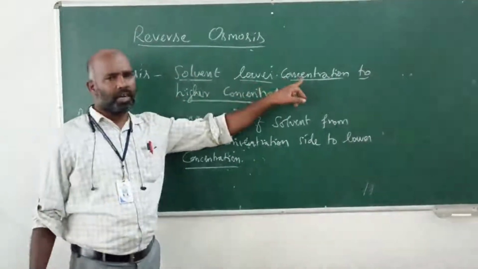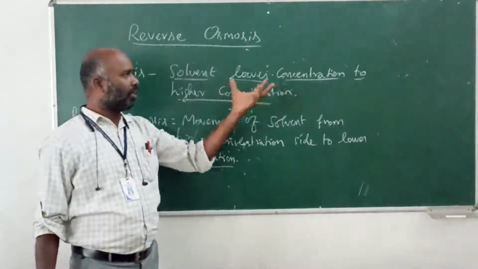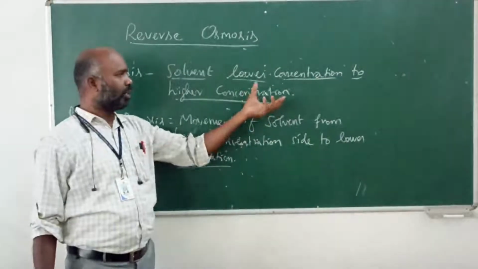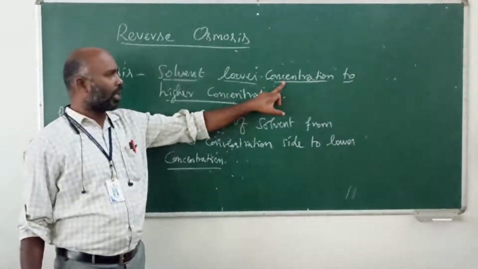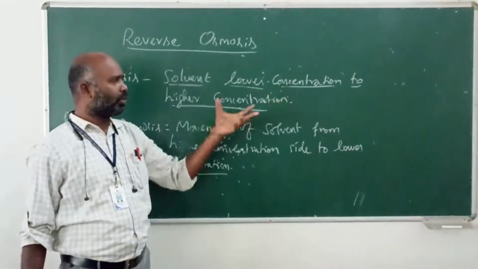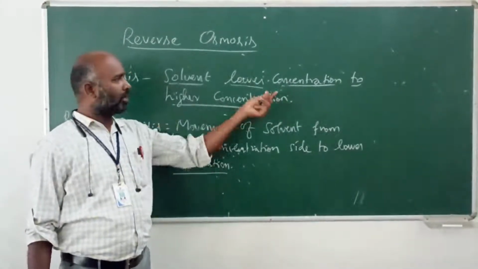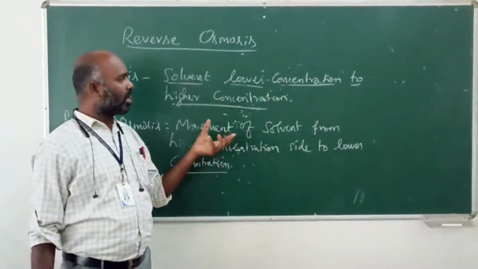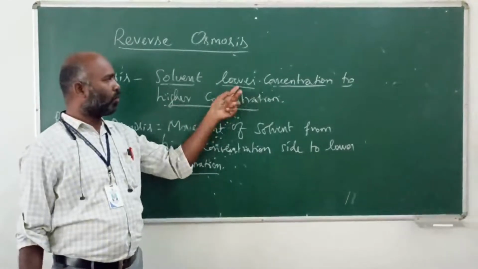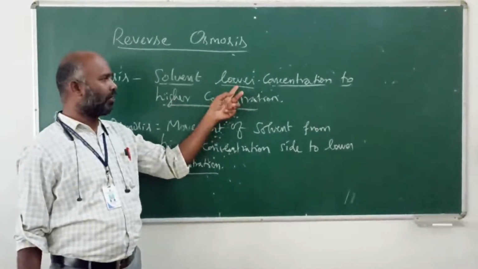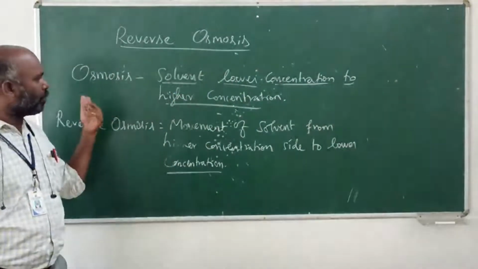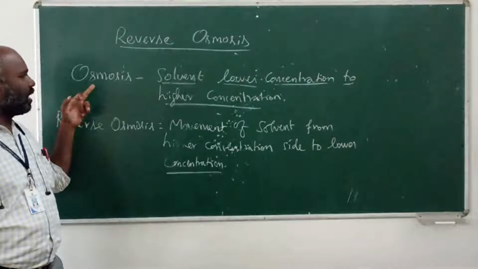So what is the meaning of concentration? Here concentration means how much salt content is present in the water. How many solute particles or salt particles are dissolved in the water is called the concentration. If the solute or salt particles are highly dissolved in the water, that is called higher concentration. Lower concentration means a lower amount of solute or salt particles dissolved in the water. So normally the solvent moves from lower to higher, that is called osmosis.